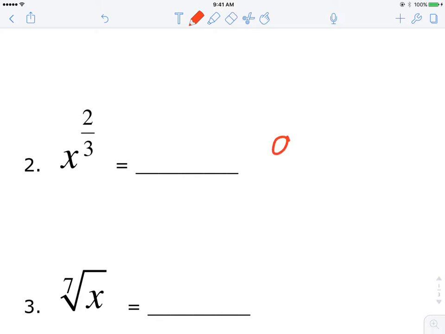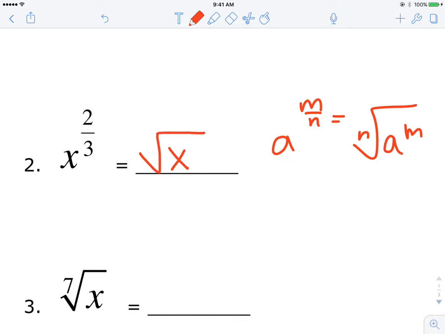We're going to start. Remember that my rule looks like this. Here is my base. My base is still my base, but now it's inside a radical if I'm dealing with this fractional exponent. The top number becomes an exponent for my base. So the 2 is going to go right here. And then the denominator, n, is now my index. So this number needs to go right here, and we're going to put a 3. And that's it. That's all I have to do.